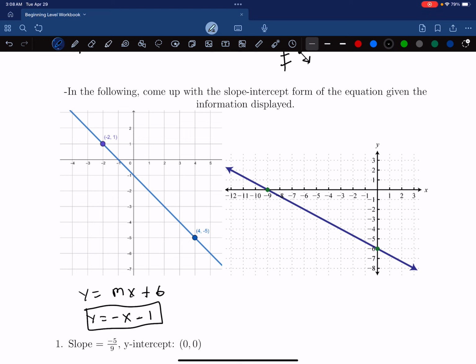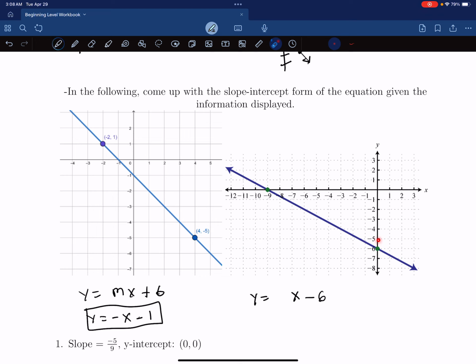And then looking at the other graph, we're going to have y equals whatever our slope happens to be, and our y-intercept is here. So we're going to say -6. Now let's find our slope.